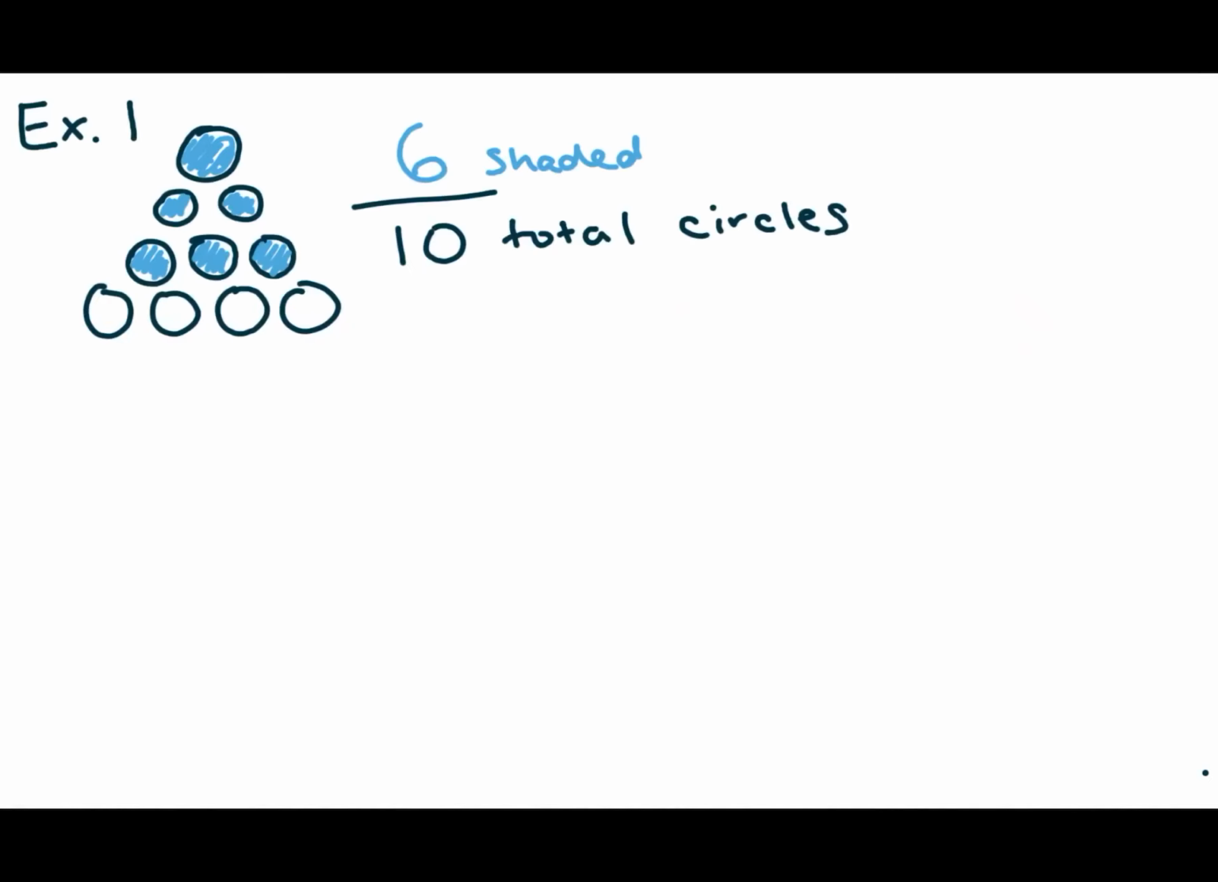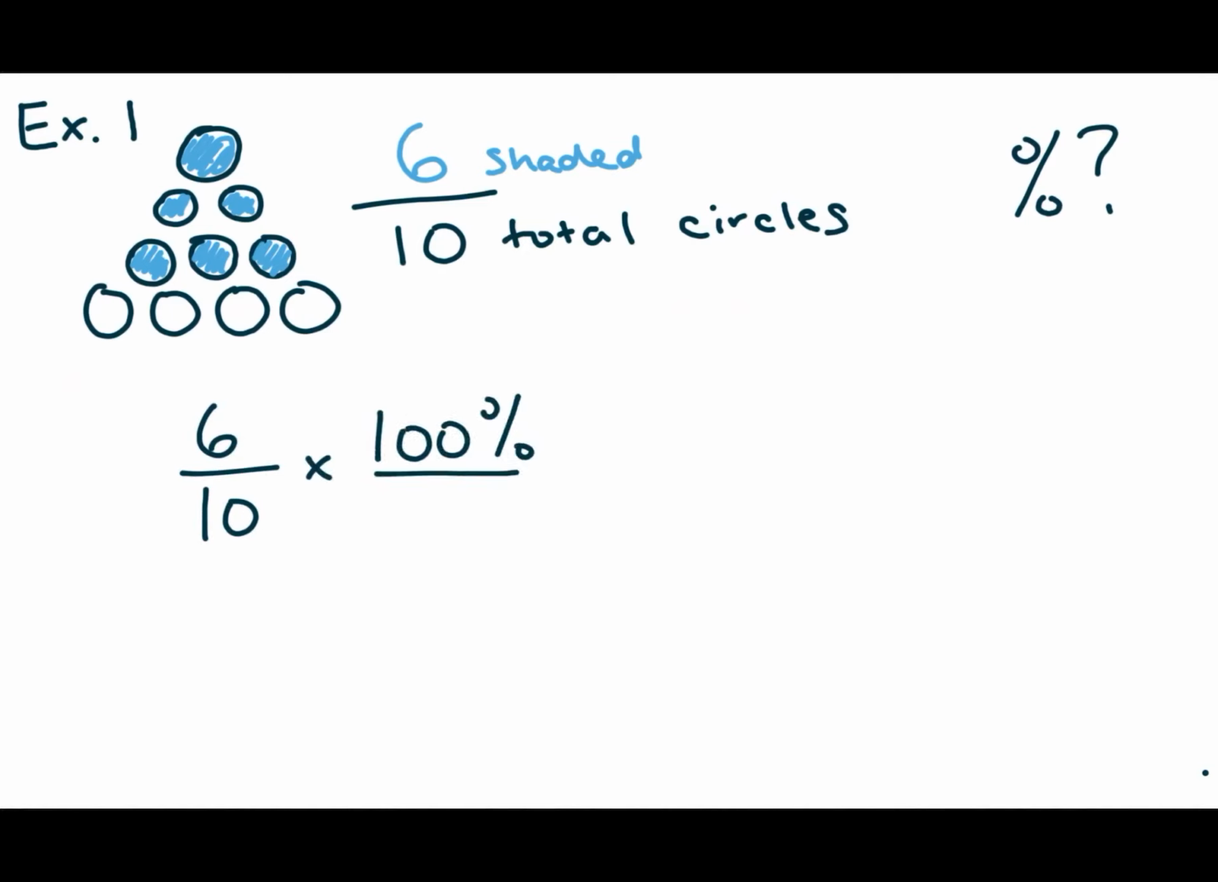Example 1 shows us 10 total circles, 6 of which are shaded, and asks us to find the percent of the shaded circles. Recall that if you multiply any number times 100%, you will find the percentage of that number. Now, there are some of you that may be thinking 6 out of 10 is a really easy percentage to find because it's just 60%, right? If you multiply both 6 and 10 by 10, you'll find what that number is out of 100, which is what a percentage is.